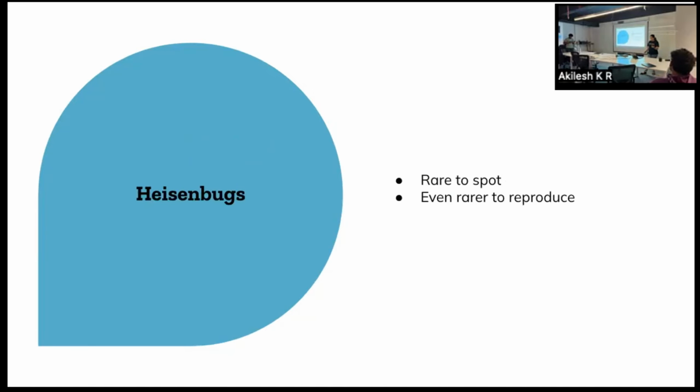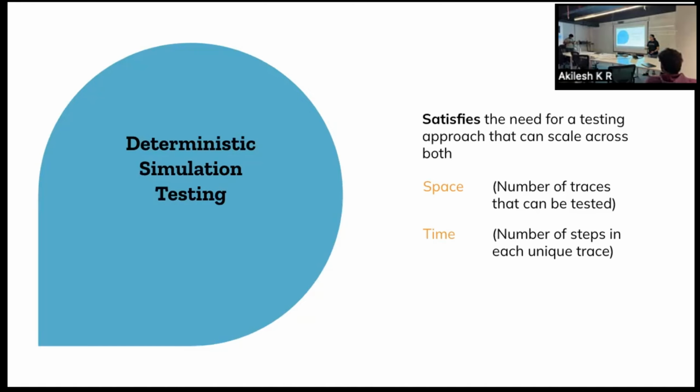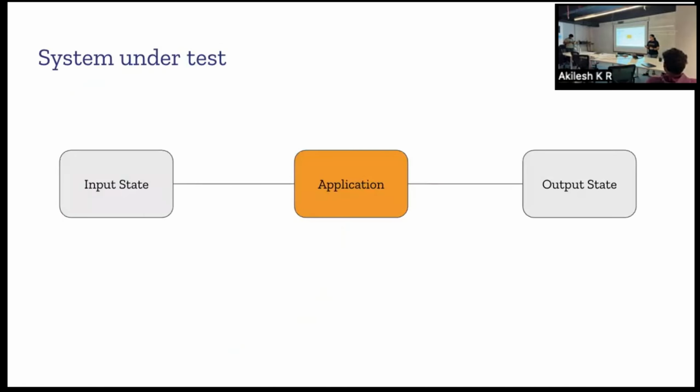In the example that we saw, we had only 3 different steps, so at the max you will have 6 different steps. But that is not the case for a practical distributed system. You need to scale across both these dimensions, and that's where DST helps, by satisfying both these conditions. Let's take a quick look at how it does it. This is a very simple model of any software system. You give an input, it does some processing, and you get the output. And this application is the system under test.